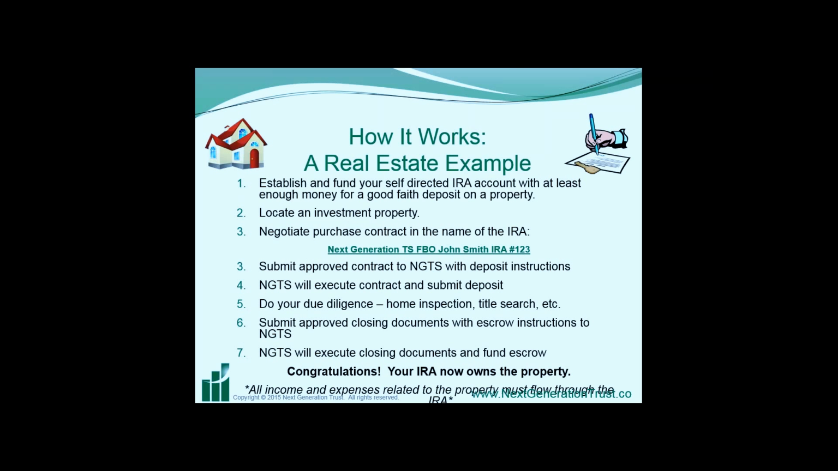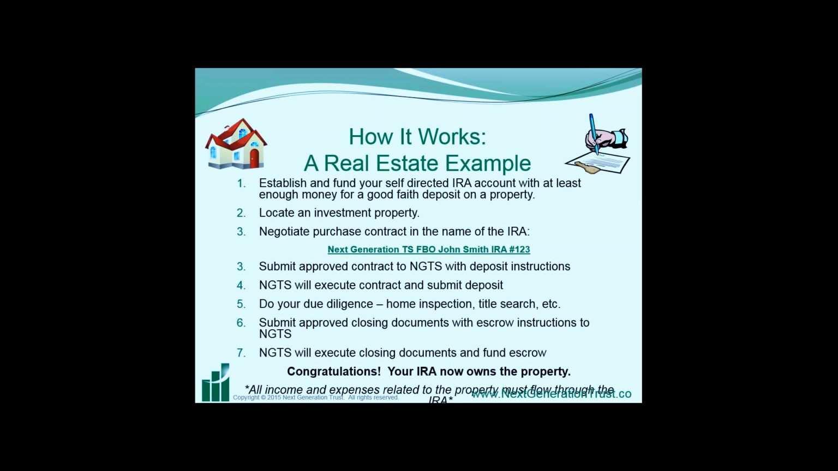So this is an example of a typical real estate transaction. You would establish and fund your self-directed IRA account, at least enough money for a good faith deposit on the property. So if you needed to put a $2,000 deposit, you can fund your account with $2,000 of your personal funds just so that you have enough to put that deposit down. Locate an investment property. Do your due diligence. Invest wisely. Negotiate the purchase contract in the name of the IRA.